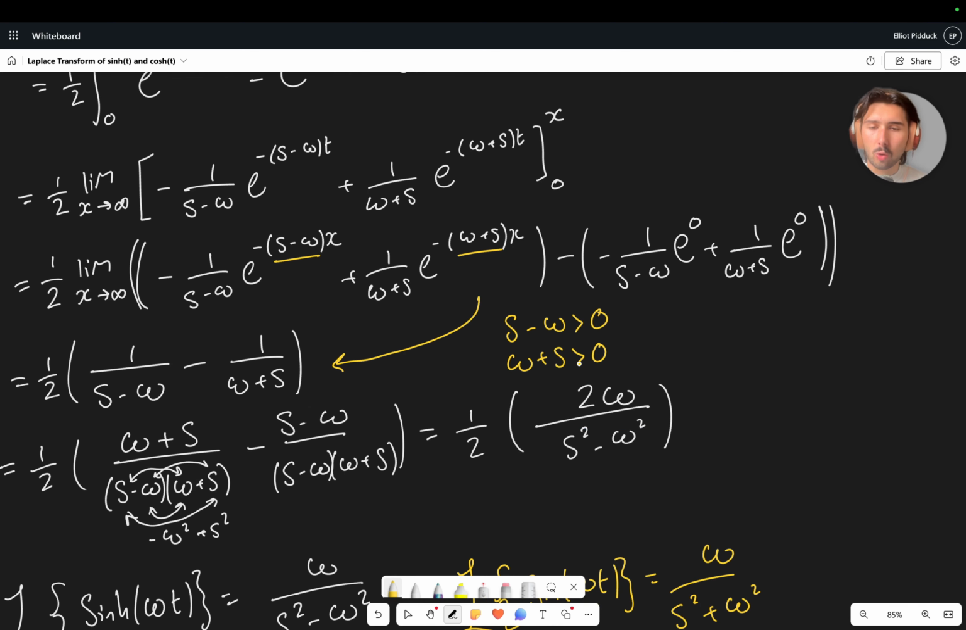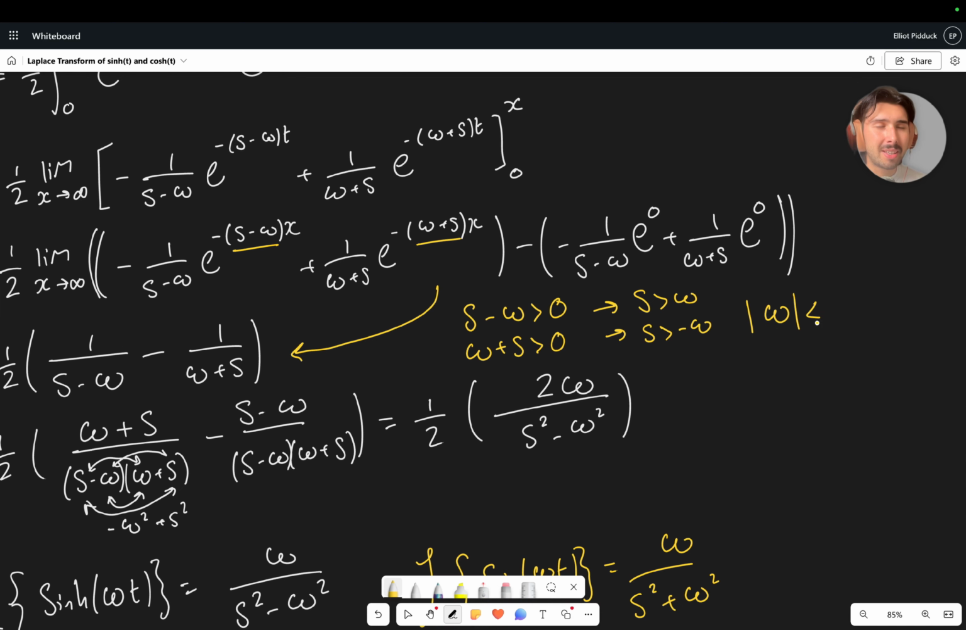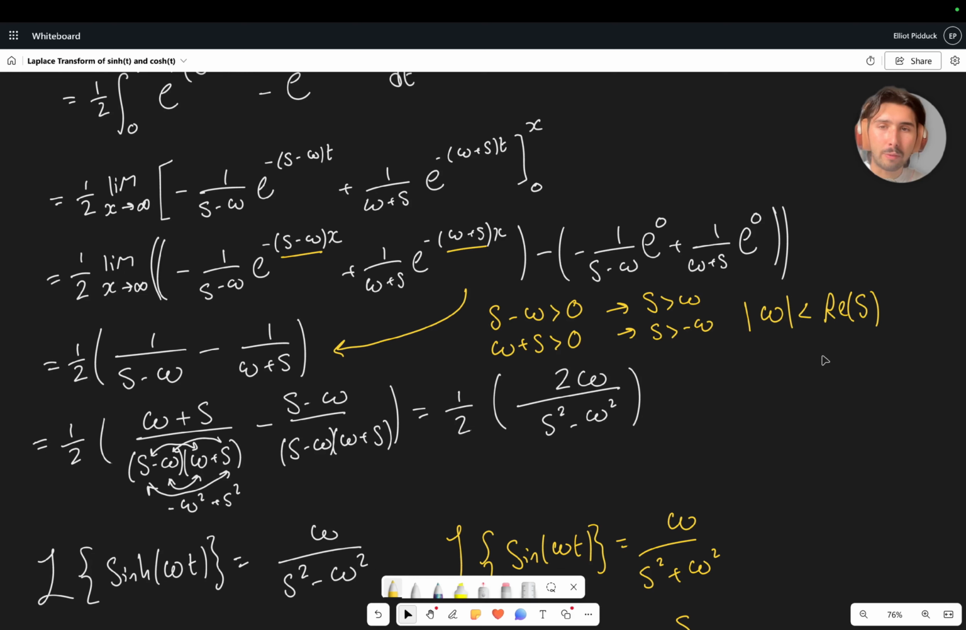Okay, now typically s is a complex number and omega is going to be a real number. So if we think about rearranging this a little bit, we can say that s has to be bigger than omega, but also s has to be bigger than minus omega. So really what that means is that the modulus of omega needs to be less than s. But again, s can be an imaginary or a complex number, so omega just has to be less than the real component of s.